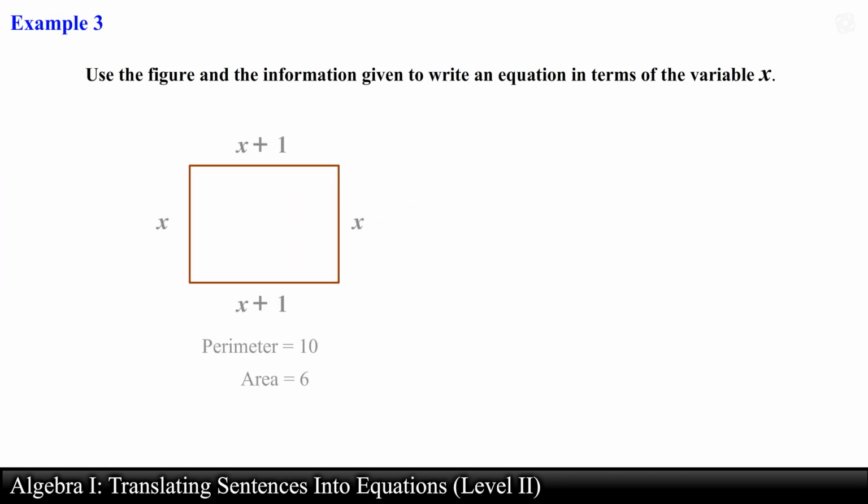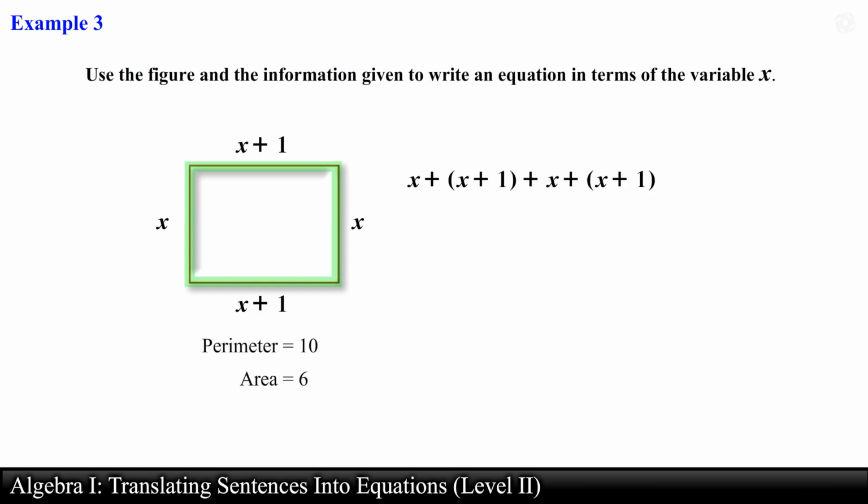Here, we are also given a rectangle with the following measurements. Notice that each side contains a variable. Nevertheless, the approach in writing the equation is the same. We are also given the perimeter and area of the rectangle. So let's first find the equation that represents the perimeter of the rectangle. So we add all the sides, making sure we use grouping symbols where needed. After taking care of that, we end up with the following expression. x plus the quantity x plus 1 plus x plus the quantity x plus 1. And now we set this expression equal to 10.